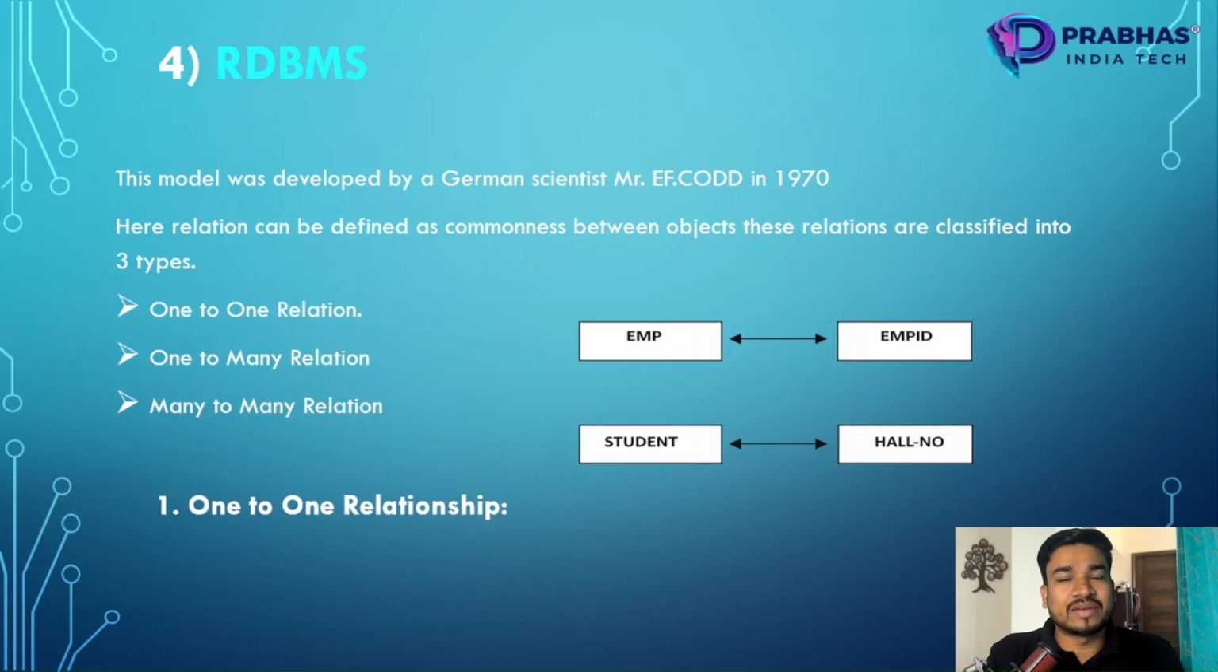Let's take one example. We have an employee, and that employee ID belongs to that particular employee. One employee has only one employee ID, so that is the relation. We can also consider that one person has one passport or one PAN number. That will be a one-to-one relationship. Or one student has a particular relation with a particular hall number, where every day that student goes to that one particular hall. So that is a one-to-one relation.